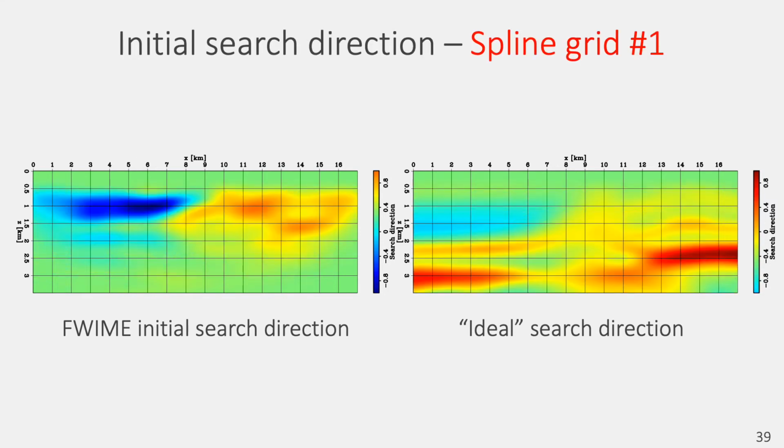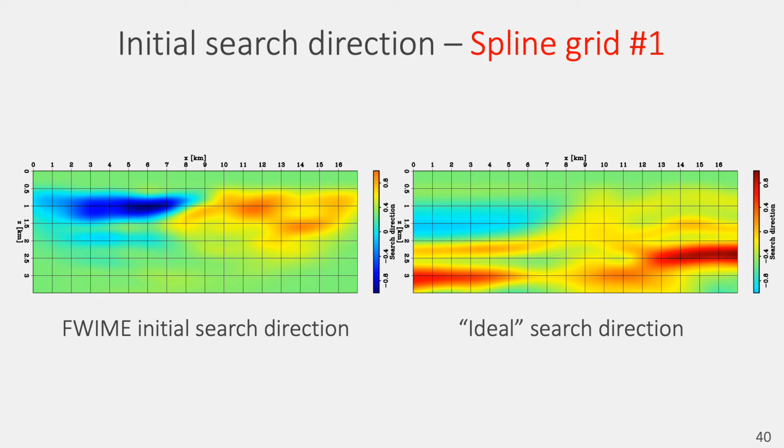After mapping the FWIME initial search direction on the first spline grid, we can see on the left panel that most of the high wave number features have been removed and the low wave number components now dominate. The right panel shows the ideal search direction also after applying the mapping onto the first spline grid. We can see that our initial FWIME search direction now manages to capture those low wave number components of the true search direction and seems much more promising than on the finite difference grid.